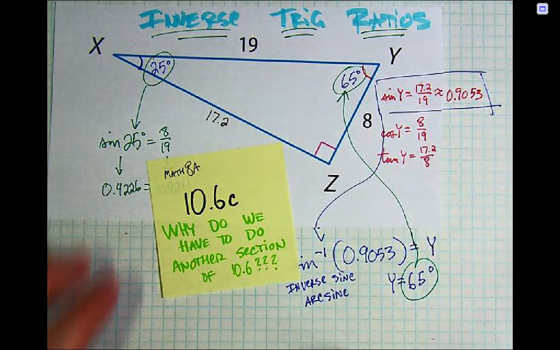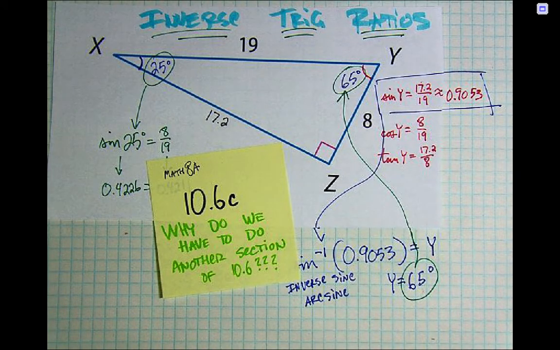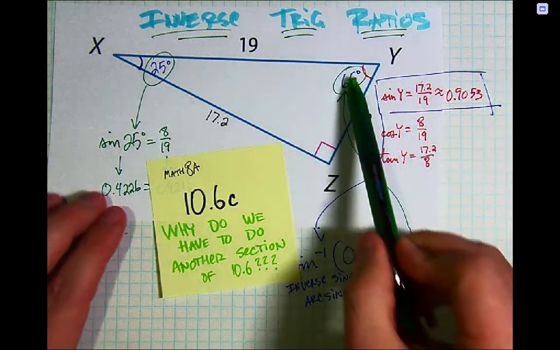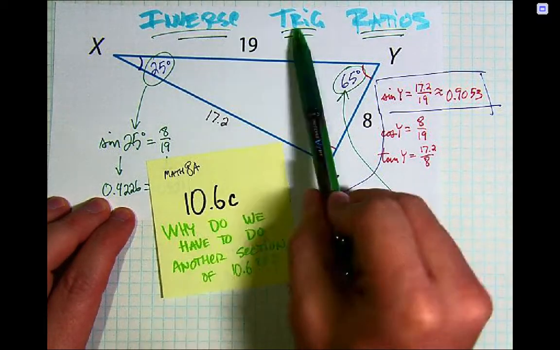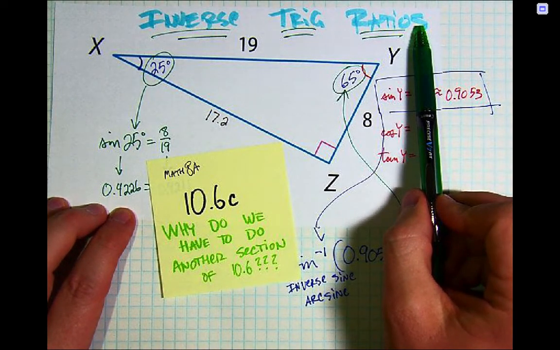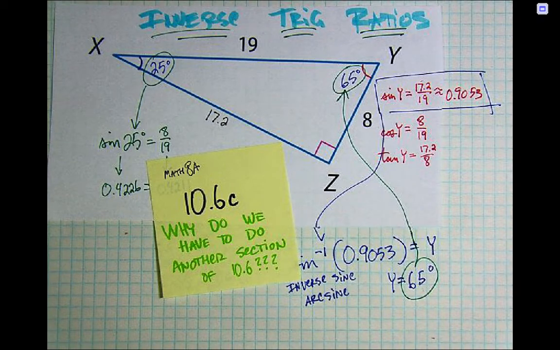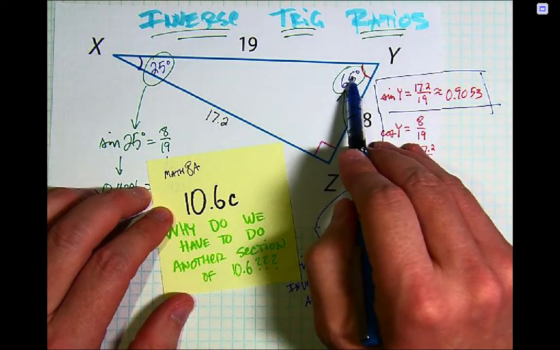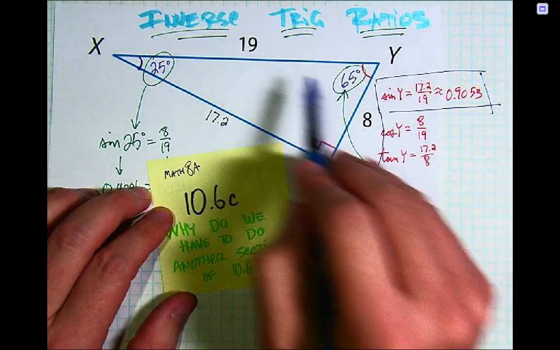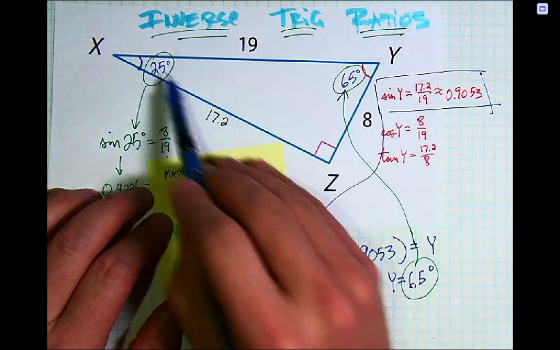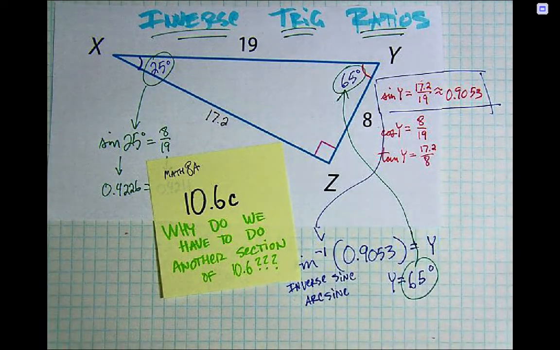section 10.6. So why do we have to do another section of 10.6? The answer was you didn't know how to solve this one without inverse trig ratios, and now you know inverse trig ratios, and now you can solve any right triangle in the entire universe using some combination of the 180 rule, a squared plus b squared equals c squared, and sine, cosine, tangent, and inverse sine, cosine, and tangent. So hopefully that's real helpful. You're going to do some more practice problems for section 10.6.